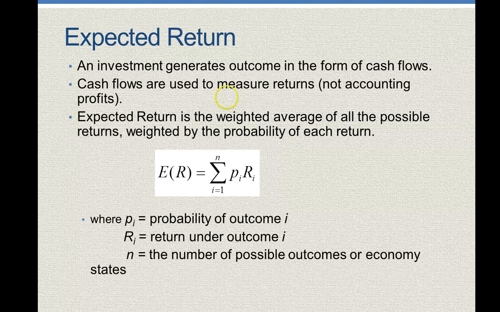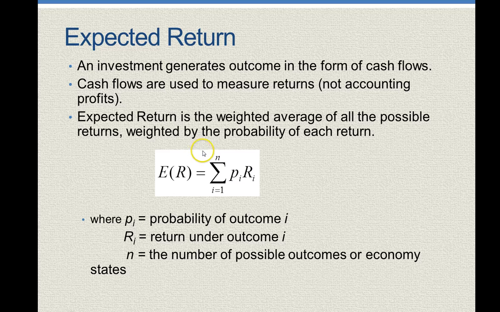Expected return is the weighted average of all possible returns, weighted by the probability of each return. Like in the example we just talked about, suppose my investment depends on the weather, like the umbrella or swimsuit case, right? If the weather turns out to be bad, then probably my return will be bad either way, and if the weather turns out to be good, then my return will turn out to be good. So we can have some certain return that's tied to a certain situation or outcome. We call that states, or economic states. So expected return is just taking some average of the different returns under the different outcomes.